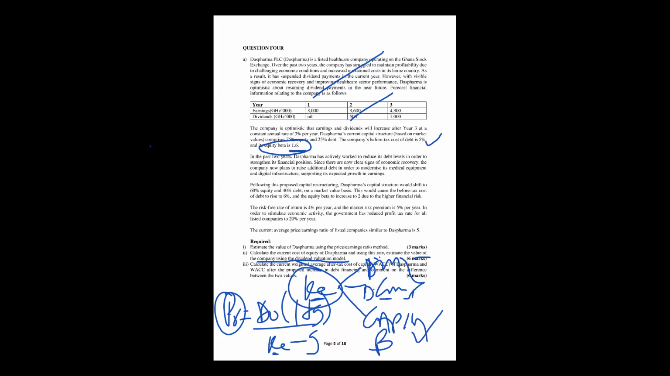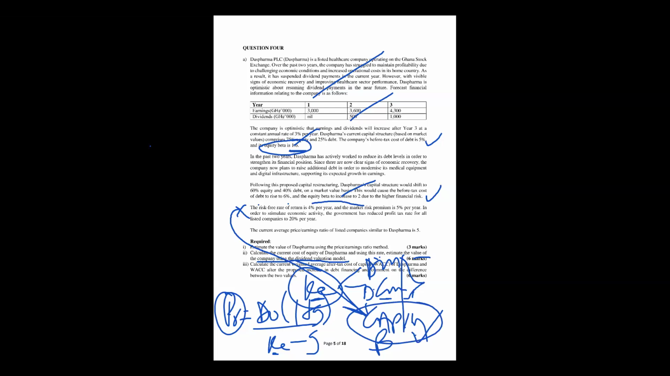But let's see. Following this proposal, the capital structure will shift to 60%. This will cause the before-tax cost of debt to rise and the equity beta to increase to 2 due to higher financial risk. So I've seen equity beta here. Let's continue. The risk-free rate of return. You see, it's giving me variables or elements of the CAPM. So of all these three formulas, it is the third one I'm going to use.